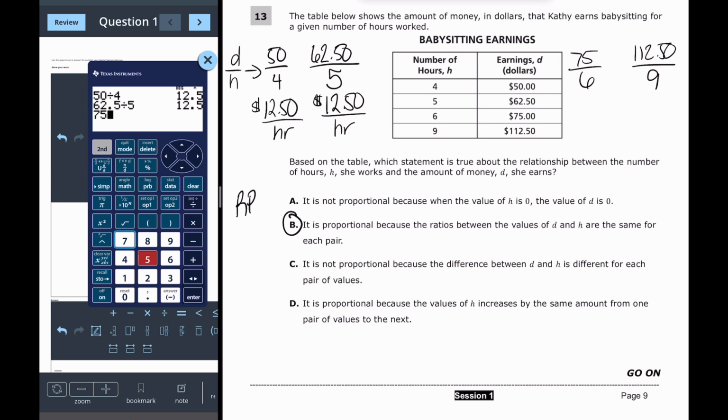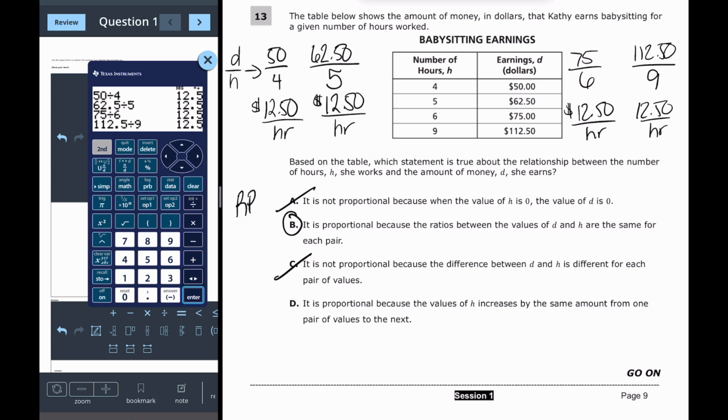So I'll do the same thing. 75 divided by 6, $12.50 per hour. And the last one, 112.5 divided by 9 is equal to $12.50 per hour. So this is actually proportional. So they do have a proportional relationship. So I know I can eliminate A and C automatically.